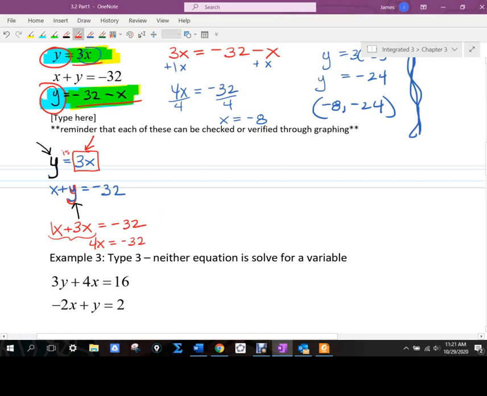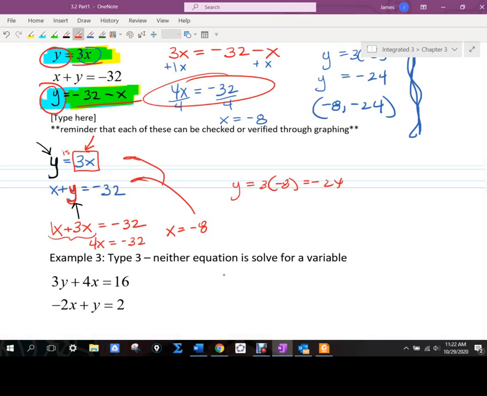Divide by 4, and if I divide by 4, I get x to be negative 8 again. And then we can plug back into either one of these equations, and we'll see that y equals 3 times negative 8, which is negative 24 again. Does that kind of make sense? Okay. I like that type of substitution better than the first two examples we did.